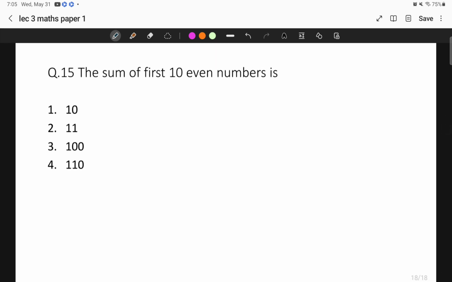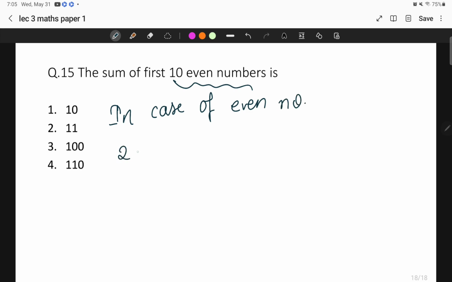Now here the question has been twisted to even numbers. For odd numbers we saw the condition. Now in case of even numbers, I'll give you an example. For example, these are the first 3 even numbers, that is 2, 4 and 6. These are the first 3 even numbers, right? If I take the summation of all these, the summation will be 12.